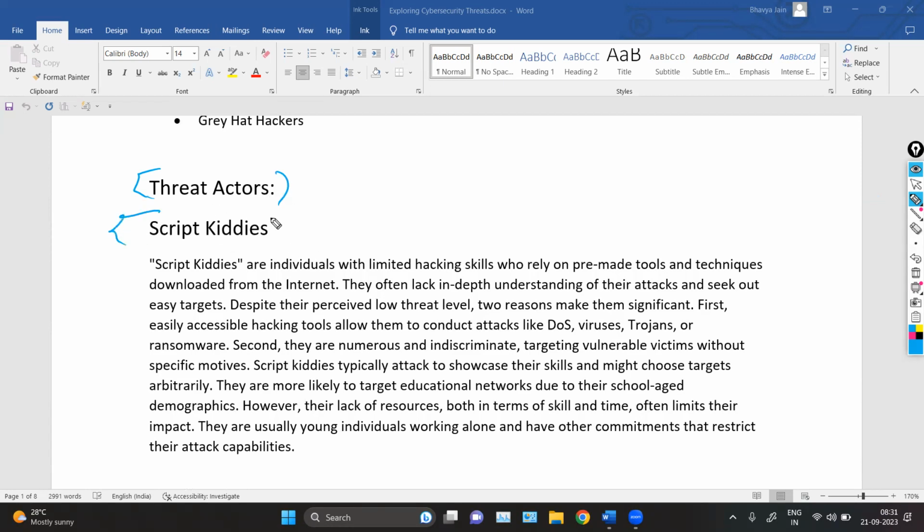First, we have script kiddies. Script kiddies are individuals with limited hacking skills who rely on pre-made tools and techniques downloaded from the internet. They are hackers who don't have sufficient skills for hacking. They just use resources like the tools and malwares created by other skilled hackers on the internet, and they mainly hack for fun. They don't have any appropriate skill.